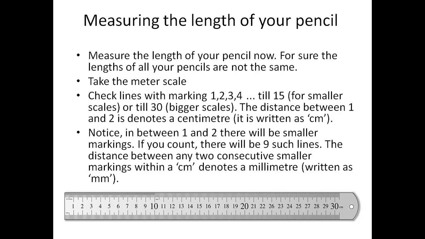It is written as small c and small m. Notice that in between 1 and 2 there are smaller markings. If you count, there will be 9 such lines. The distance between any two consecutive smaller markings within a centimeter denotes the millimeter, and it is written as small mm.